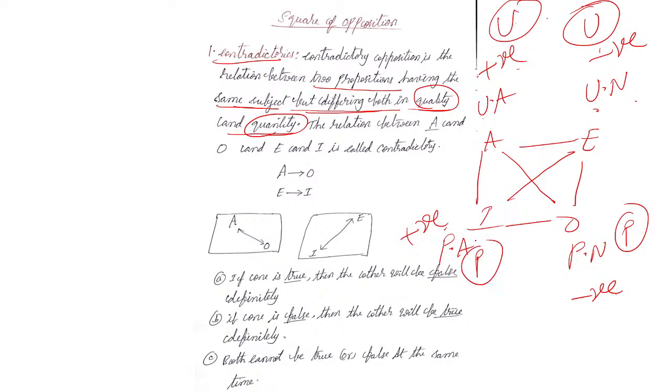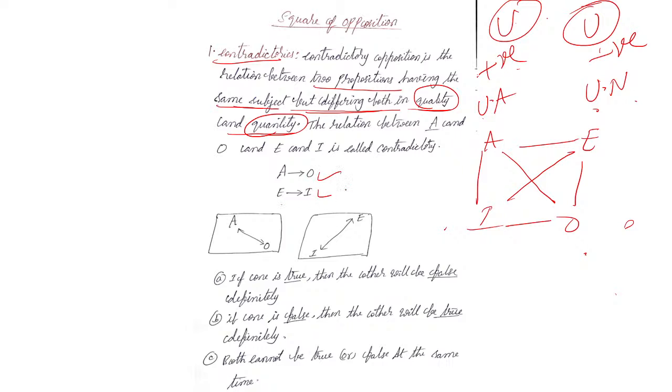Okay, these are called contradictories, friends. The same thing I have explained here. Here see, A comma O and E comma I. These two are contradictories. Remember, like a diagonal shape. If one is true, then the other will be false definitely. Contradictories means generally we know, right? If one is true, the other will be false definitely. We have to remember this. Then if one is false, then the other will be true definitely.